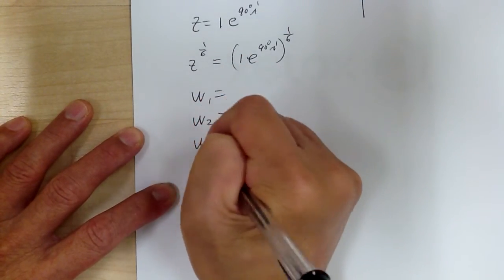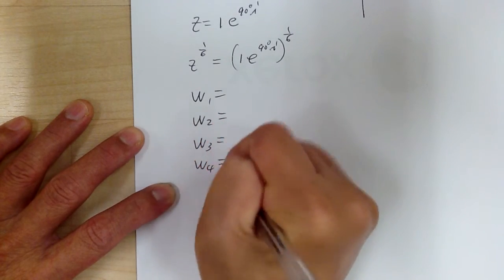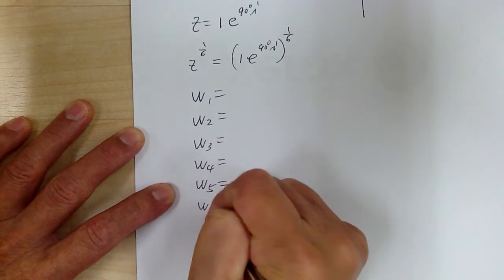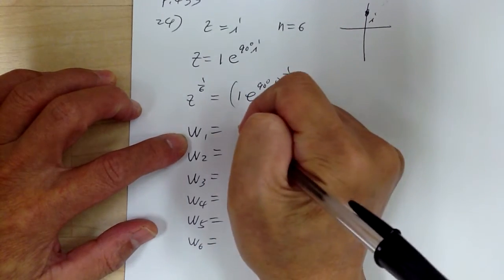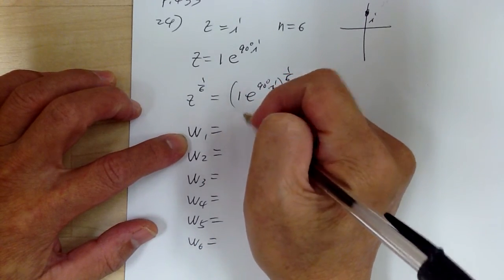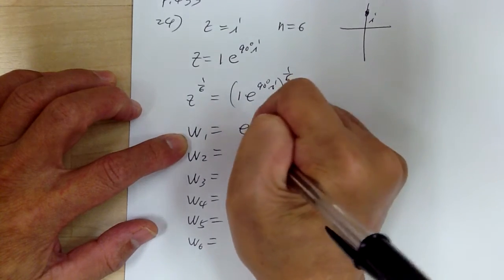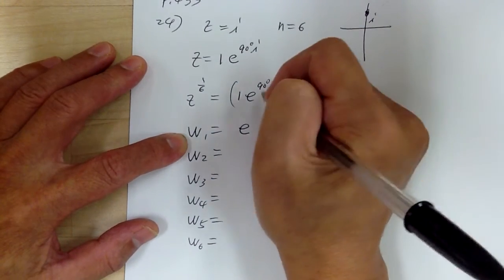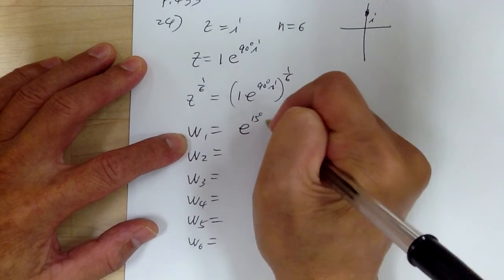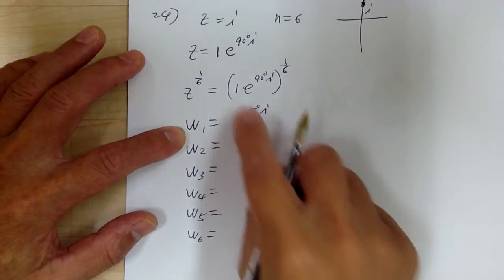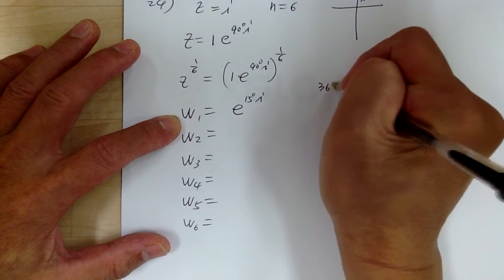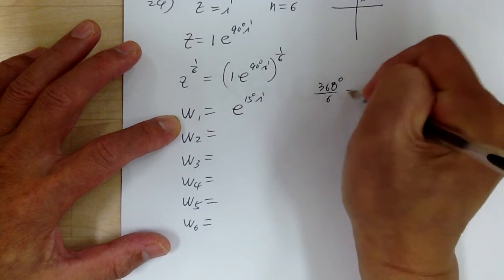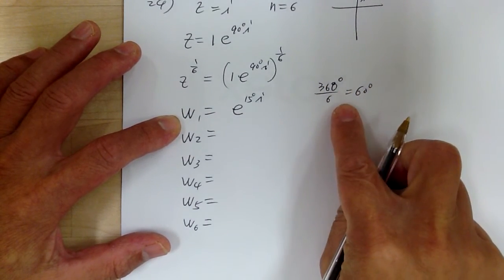W1, 2, 3, 4, 5, 6. So for the first one, you take that, and you don't have to write 1 if you don't want to. So it would be just e to the, 1/6 of 90 would be 15 degree i. So that's the first one. Now there are 6 answers. Since there are 6 answers, 360 divided by 6 equals 60 degrees. So each one would be 60 degrees apart.